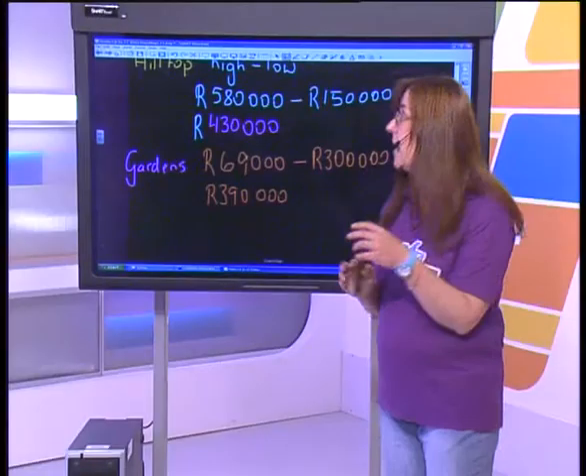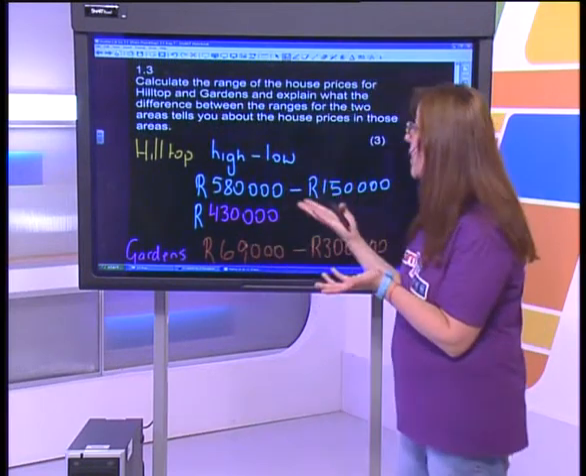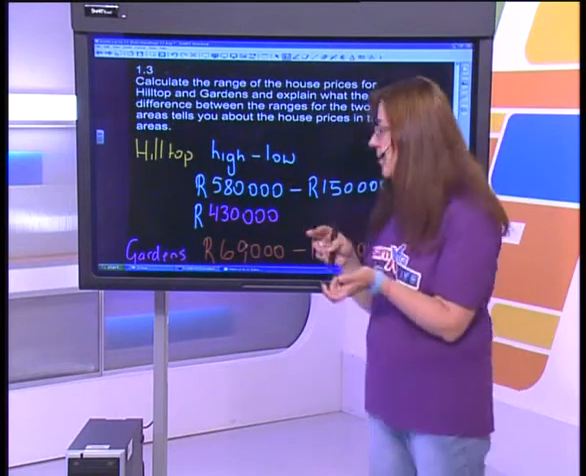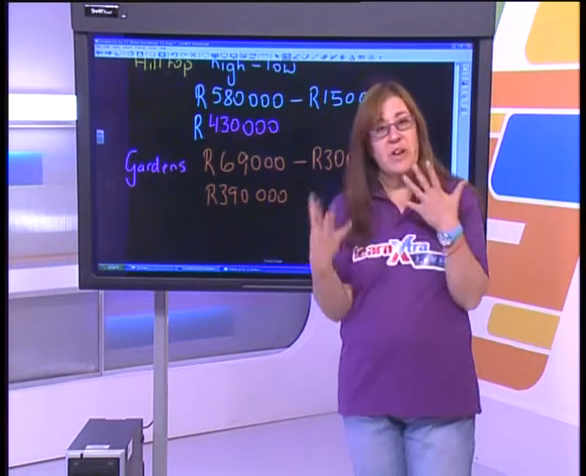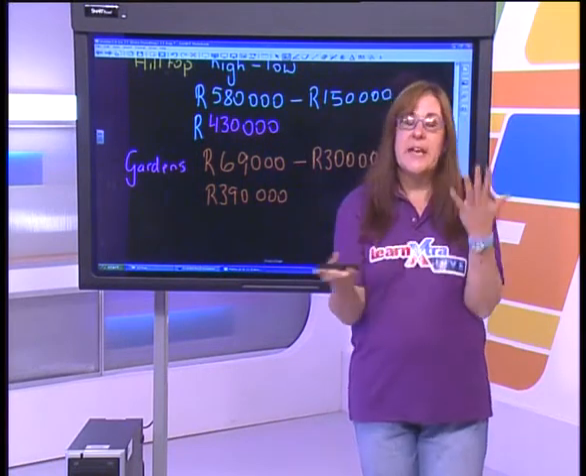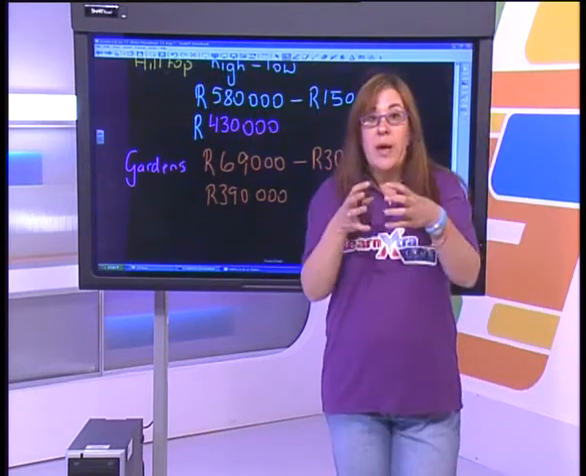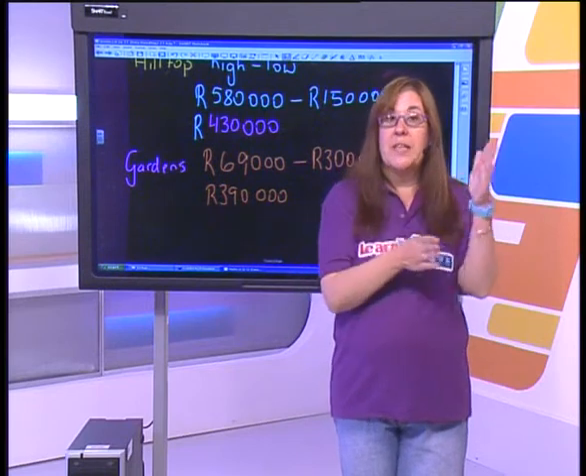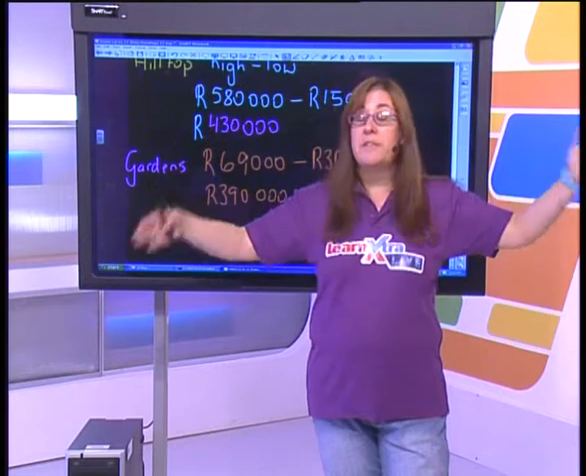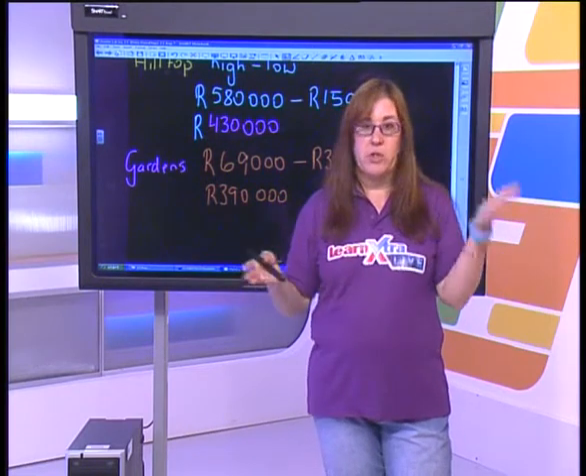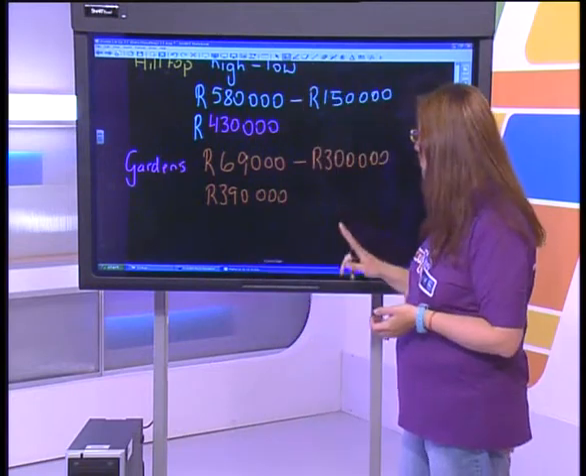So what does it tell us about the two? Now the question says, explain what the difference between the ranges for the two areas tells us about the house prices in those areas. Well, the lower, in actual fact, we've got very similar values. 390,000 and 430,000 is quite similar when we're dealing with such big numbers. But the lower that number would be, the lower the range would be, the closer your highest and your lowest are. The bigger the range, then the further out your big and your small numbers are. So that's basically what our range tells us.